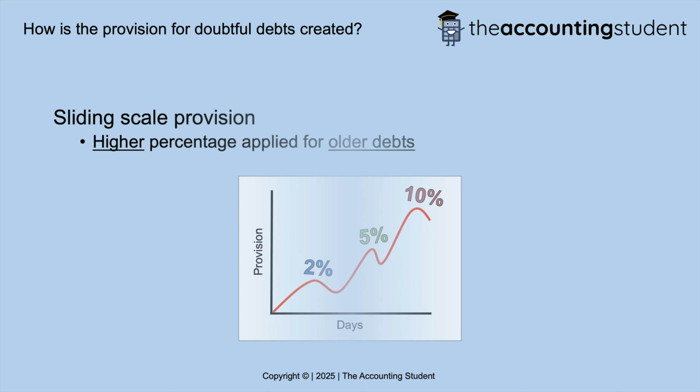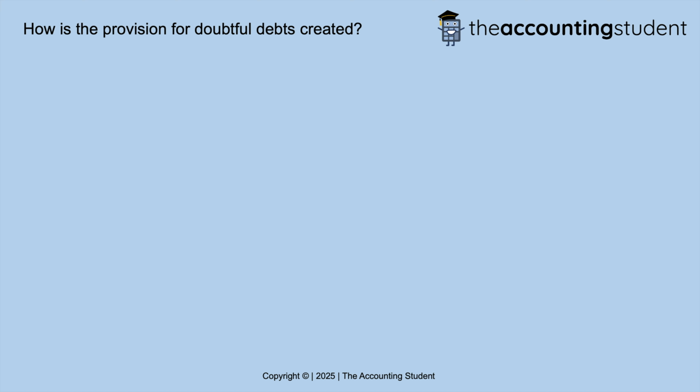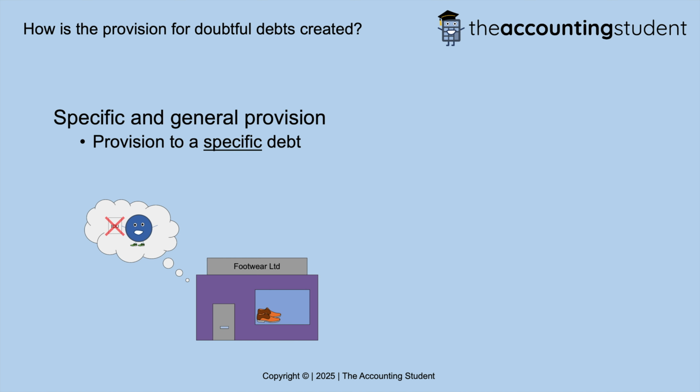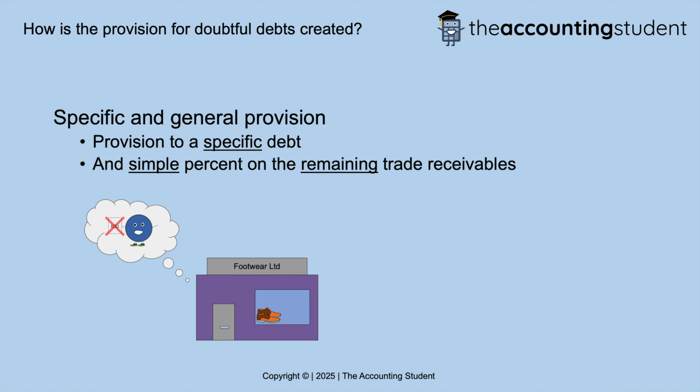Another way in which the provision for doubtful debts is created is through a combination of specific and general provision. This will come in two parts. Firstly, a provision for a specific debt of a customer. And secondly, a simple percentage is then applied on the remaining debt or trade receivables.